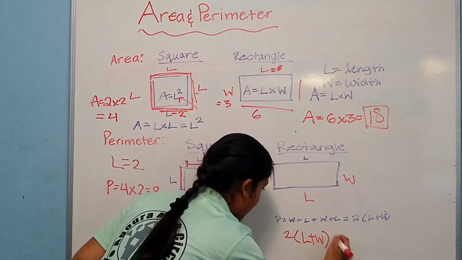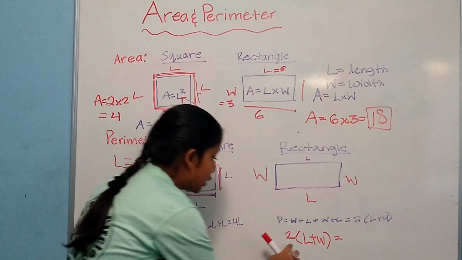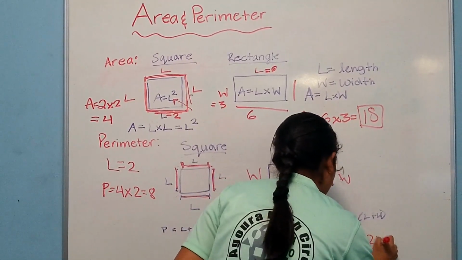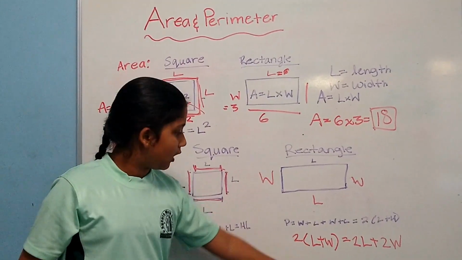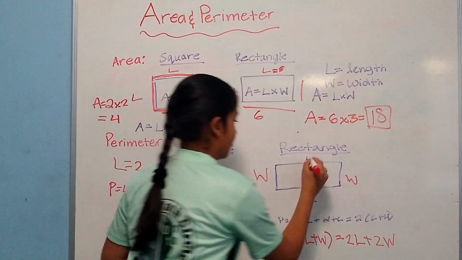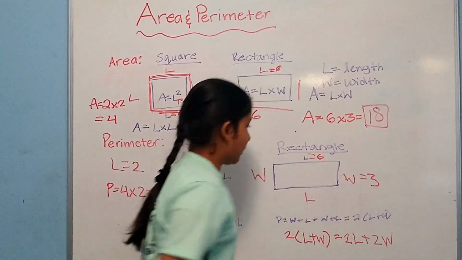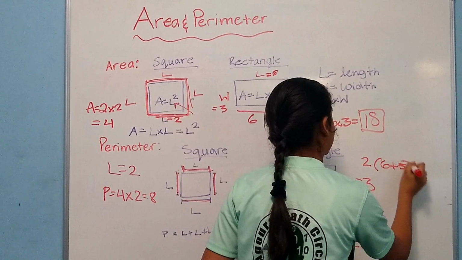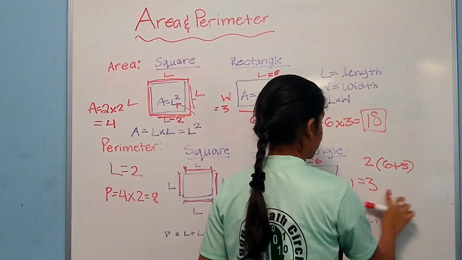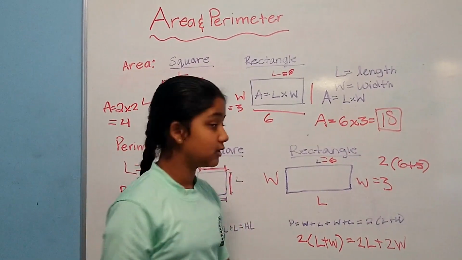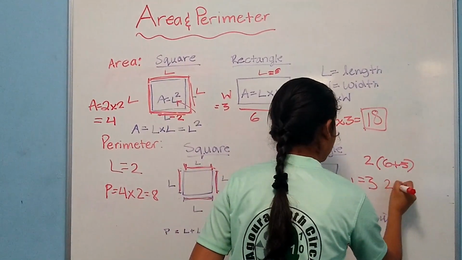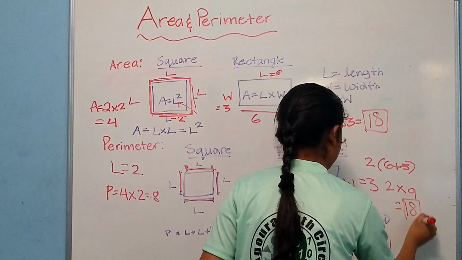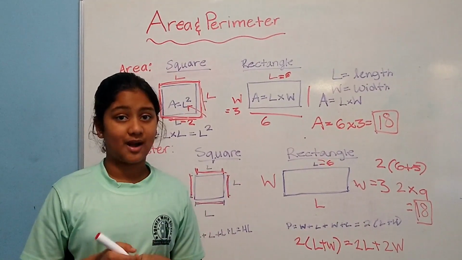And you guys might be wondering why. If you simplify this, you actually get the same thing. 2 times L is 2L, plus 2 times W is 2W. So at the end, you get the same thing. So now let's go ahead and try that for 6 and 3. So we get 2 times (6 plus 3). And if you remember PEMDAS, it's first solving the parentheses, and then we move on to the multiplication and division. So we get 2 times 9, since 6 plus 3 is 9. So we get 18 again. So this is how you solve perimeter and area for a square and rectangle.